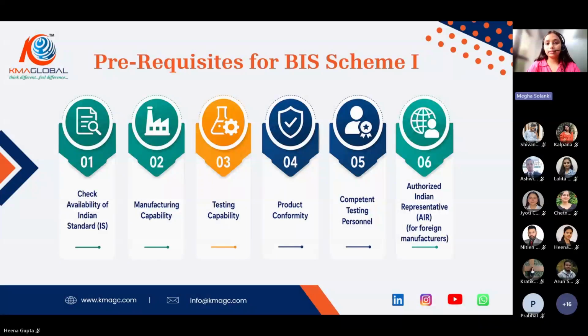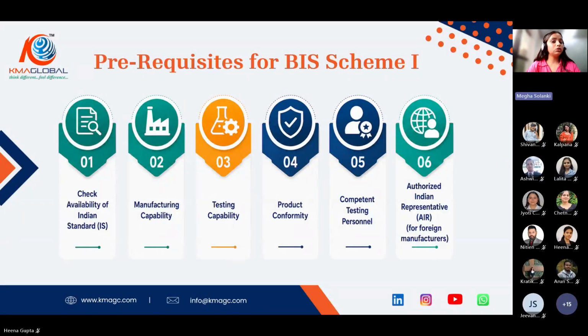Sixth, authorized Indian representative. Basically, it is a mandatory requirement for the foreign manufacturer. Let me first brief you about what it means. So, AIR is a person based in India who is authorized by a foreign manufacturer to act on their behalf for matters related to BIS certification. So, AIR plays a vital role during the BIS certification journey. If these prerequisites are not fulfilled, the application may itself face delay or rejection.